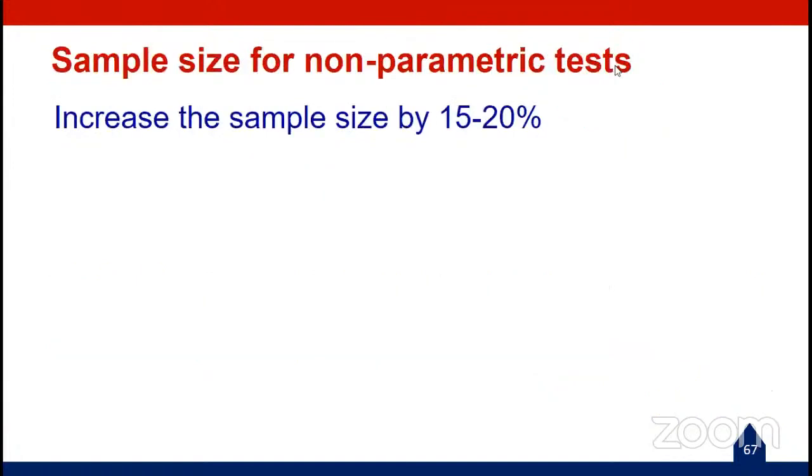Another modification: sample size for a non-parametric test. Assume that your outcome variable is quantitative. However, by the nature of the variable, you know that you would be going for a non-parametric test. Assume that your outcome is some counts, a number like platelet count. For example, your outcome variable is platelet count.